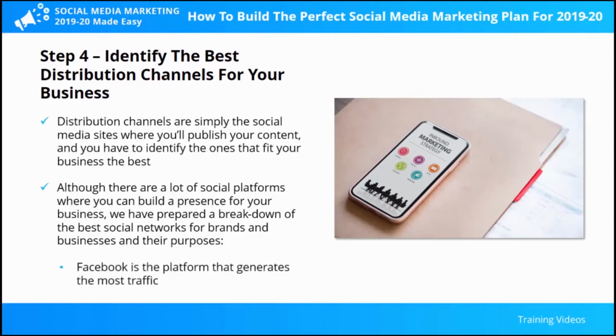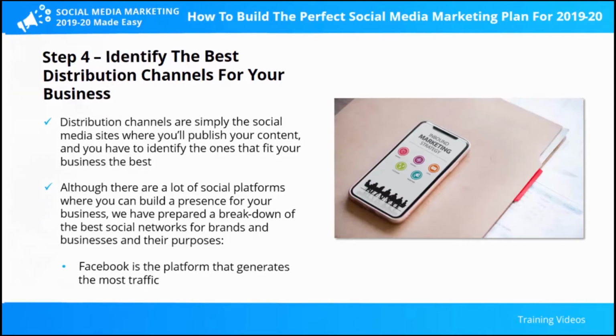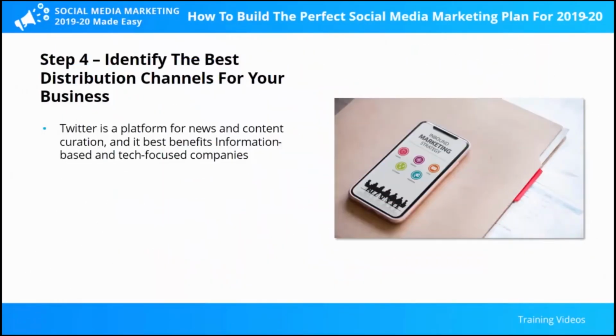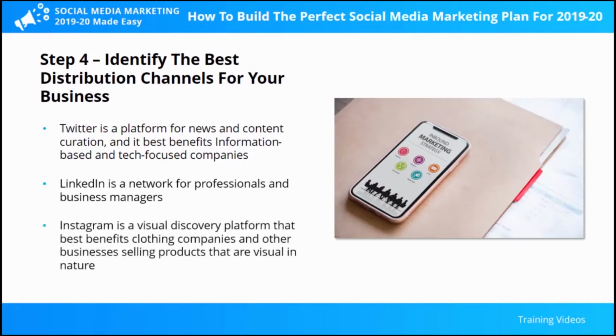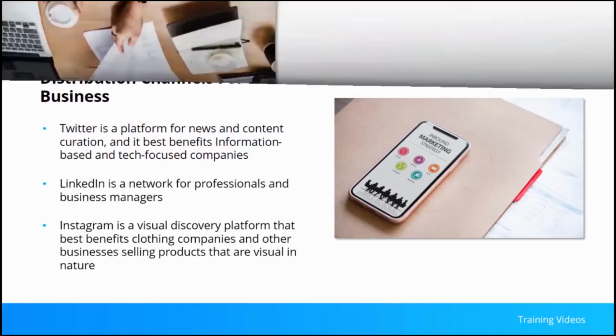Facebook is the platform that generates the most traffic. Its purpose is to serve news and entertainment, and it benefits basically any type of business. Twitter is a platform for news and content curation, and it best benefits information-based and tech-focused companies. LinkedIn is a network for professionals and business managers. It best benefits business-to-business companies. Instagram is a visual discovery platform. It best benefits clothing companies and other businesses selling products that are visual in nature.